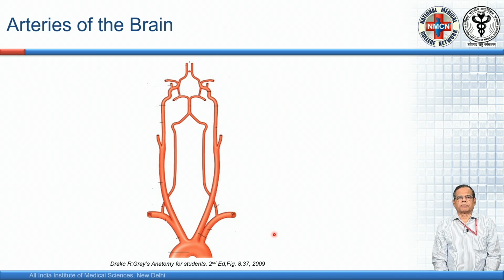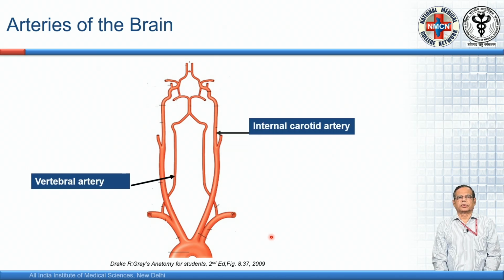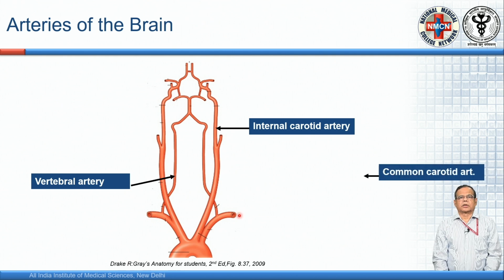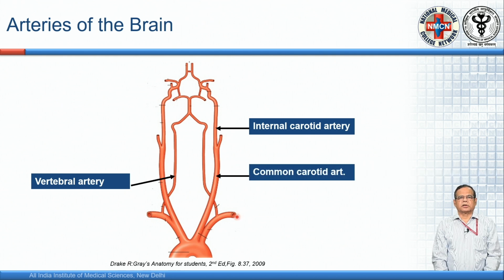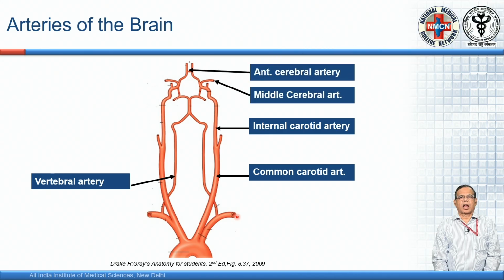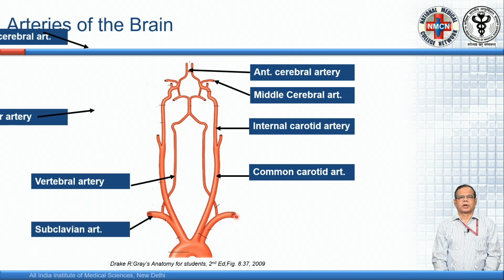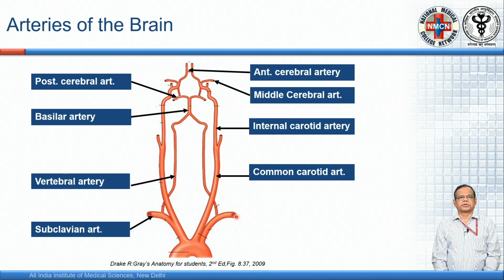The brain is supplied by two sets of arteries, the internal carotid artery and the vertebral artery. The internal carotid artery is a branch of the common carotid artery and it terminates as the anterior cerebral and the middle cerebral artery. The vertebral artery is a branch of the subclavian artery and it joins to form the basilar artery, which terminates as the posterior cerebral artery.